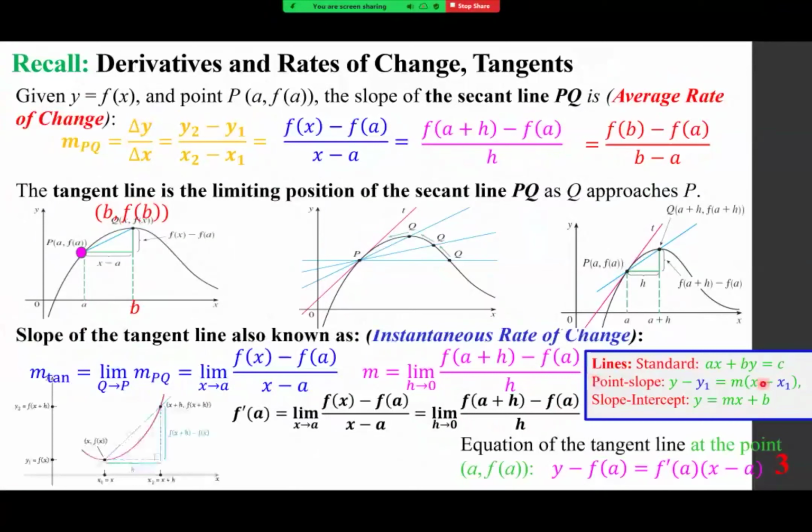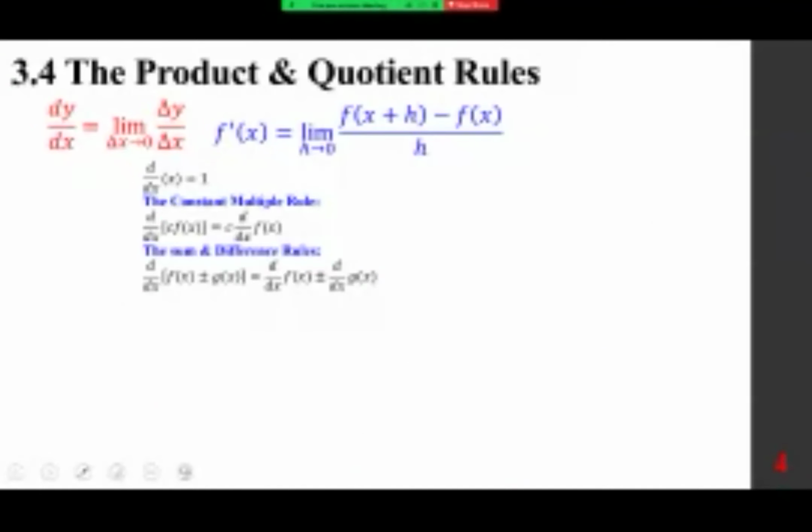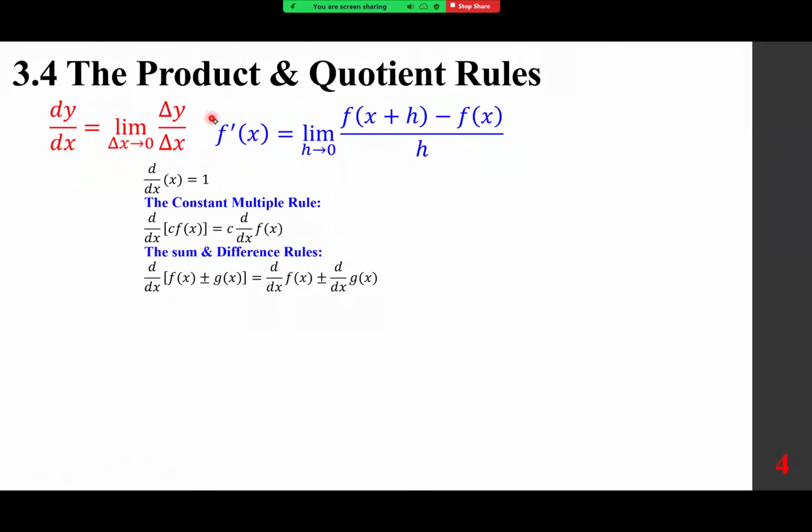And we can generalize this concept into the differentiation function or the derivative function. F prime of x is the limit of f of x plus h minus f of x over h as h approaches 0. The product and quotient rule, reminding you of dy dx and its definition. The derivative of x equals 1.